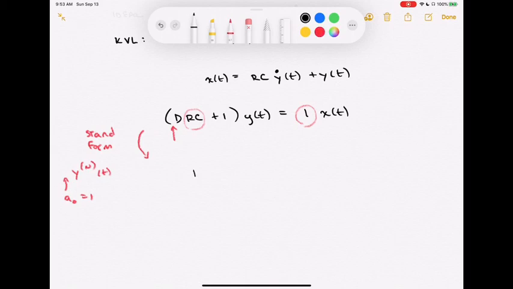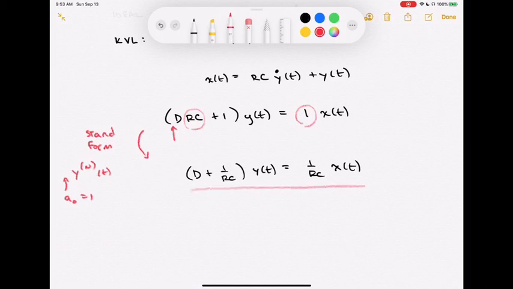What does that give us? That gives us D plus 1 over RC acting on y of t equals 1 over RC acting on x of t. These two equations are exactly the same thing. They describe the exact same input-output behavior. It's just that one is in standard form, which we need in order for all the other equations that we derived to be correct. So this is the equation that I want. This is my constant coefficient linear differential equation description of this circuit expressed in standard form.